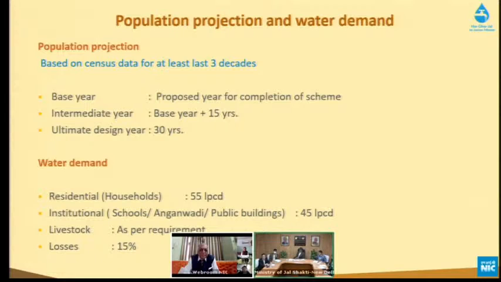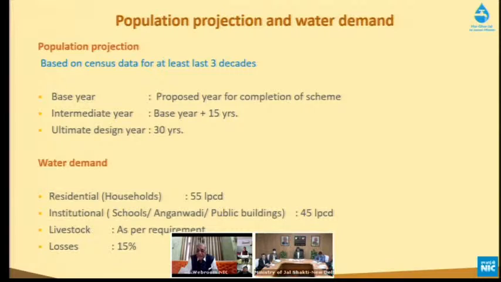Another important aspect is livestock. In a lot of DPRs I have seen, they haven't considered the livestock requirement. First, we need to understand the village profile and what kind of livelihood they have. In some villages there is no dairy system, while in others they have very hybrid cattle. I was quite surprised to know that one cattle sometimes requires 100 liters of water per day. Unless we consider those livestock requirements, our design is not going to fulfill the purpose.